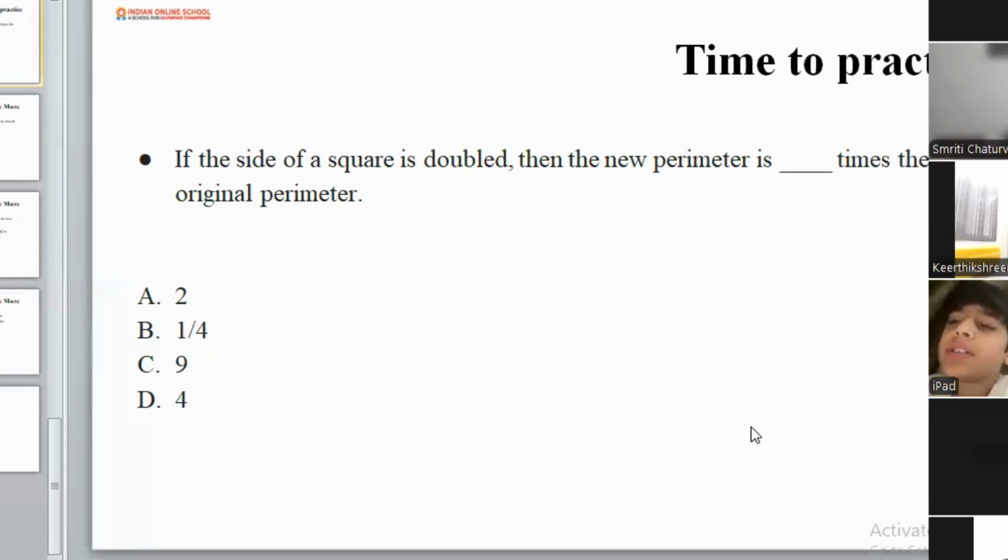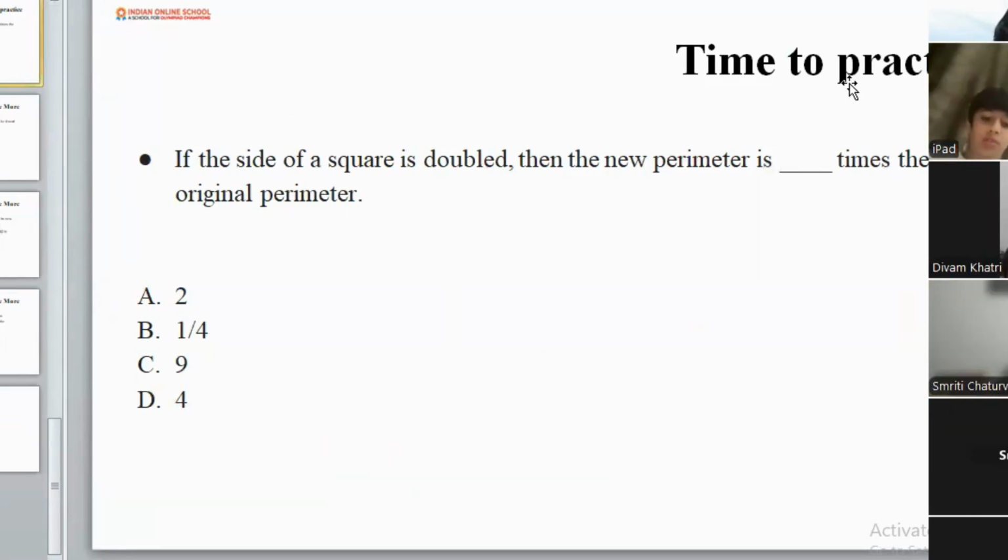Correct? Yes, ma'am. By how many times has the area increased? 4 times. Okay, so the same thing we are going to do in this question. So this was the question.